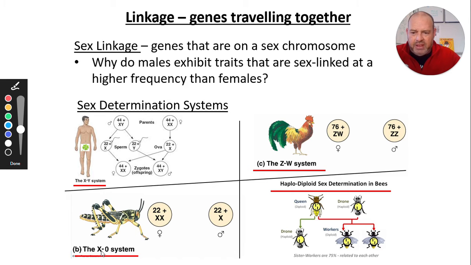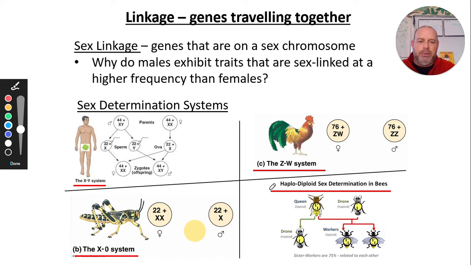Down here with grasshoppers, we have what's called the XO system. Really, they just have one type of sex chromosome, and it matters how many of them you have. You either have one or two. The male has one and the female has two. And then down here, I need to kind of adjust my screen so I can read it.